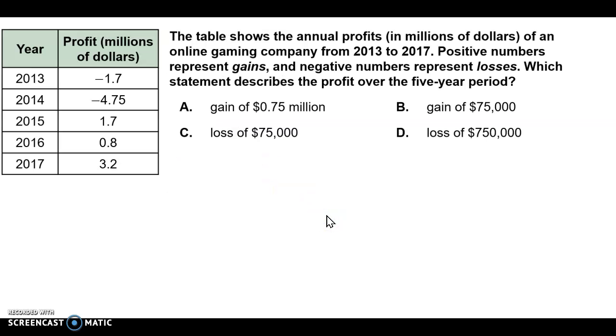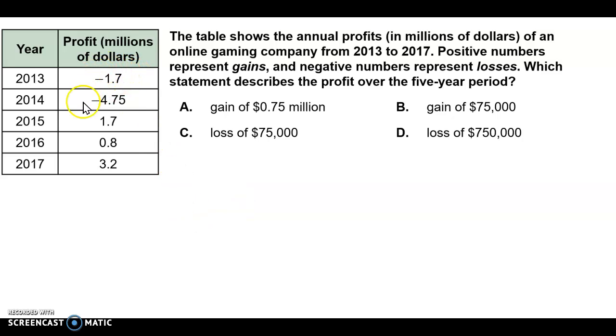Now, word problem. So the table shows the annual profits in millions of dollars of an online gaming company from 2013 to 2017. Positive numbers represent gains, negative numbers represent losses. So which statement describes the profit over the last 5 years? So did they gain? These two are gains and these two are losses. So we got to figure out which one it is.